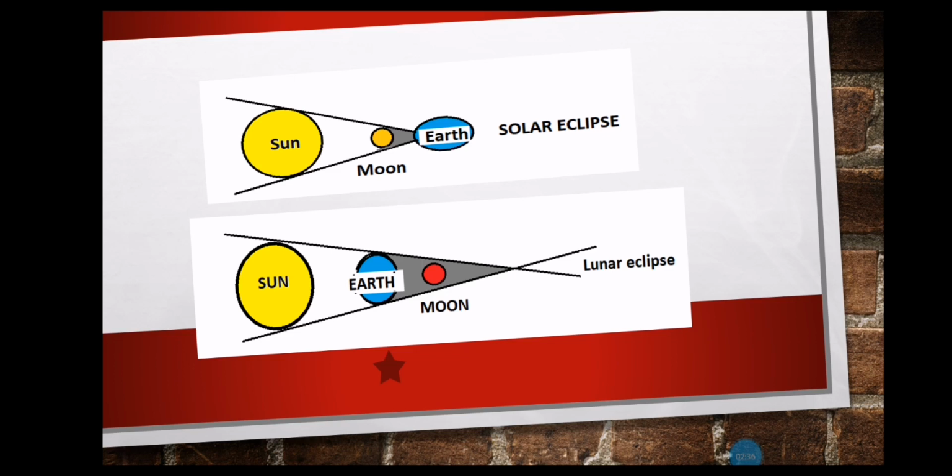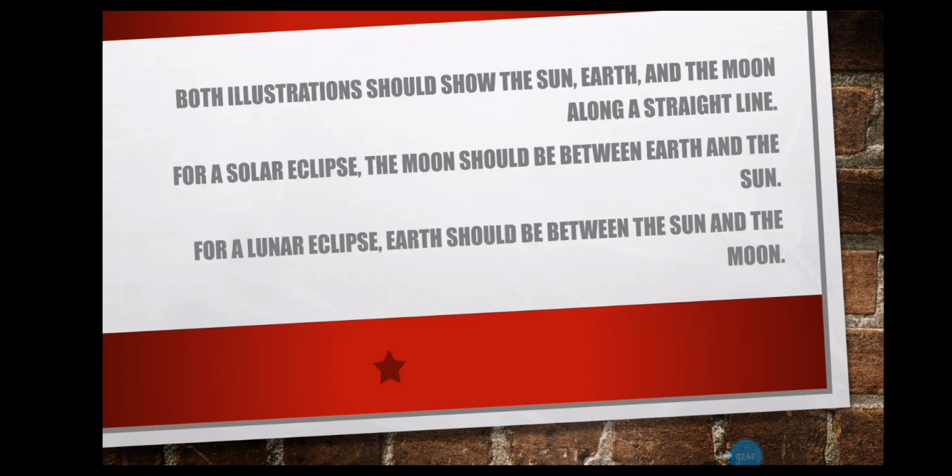In the case of the lunar eclipse, the earth is between the sun and the moon. This is how we have a lunar eclipse. So both illustrations should show the sun, earth, and the moon along a straight line. For a solar eclipse, the moon should be between the earth and the sun. For a lunar eclipse, the earth should be between the sun and the moon.